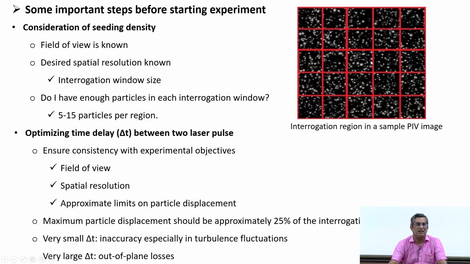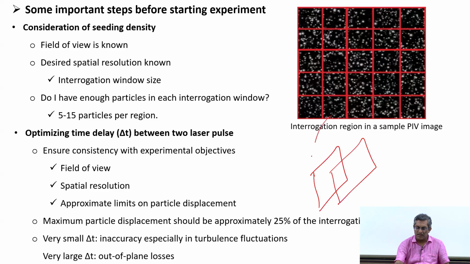The way we analyze the PIV images is the following. This is a sample PIV image that you can see. In this image you see the image of several small particles. These are all seeding particles. We divide this image into a number of interrogation windows like this, and we collect pairs of images corresponding to a short time interval. So, here I am showing the first image. Similarly, you have the second image.